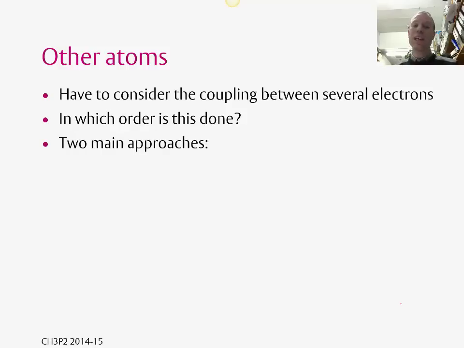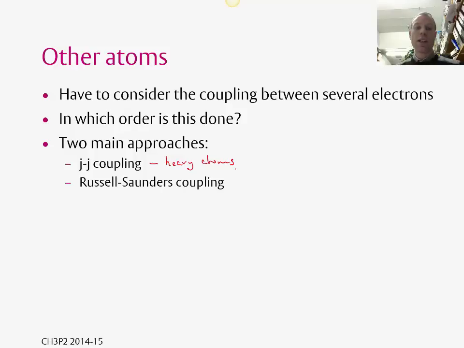There are basically two main approaches for doing coupling between electrons in orbitals. The first one is called jj coupling, and this is typically used for heavy atoms. I'm going to mention it briefly, but we're not really going to apply this approach in this course. The other approach is called Russell-Saunders coupling. This is also sometimes called LS coupling.